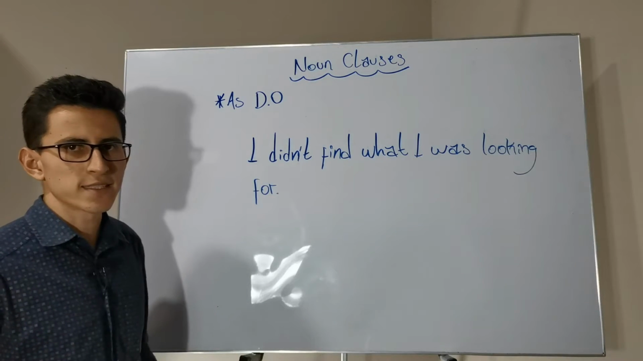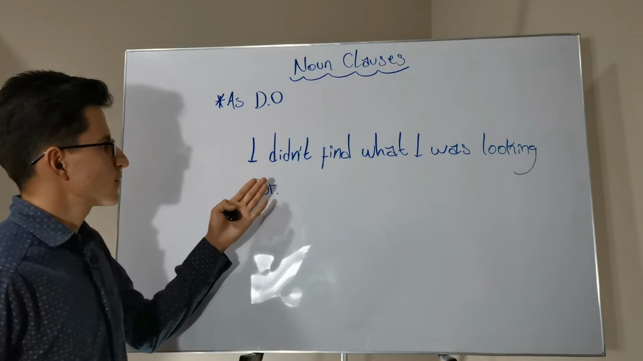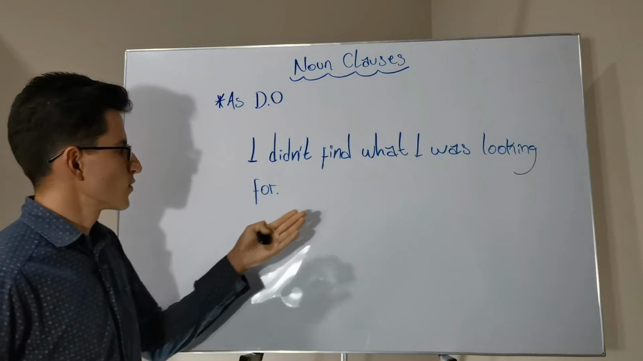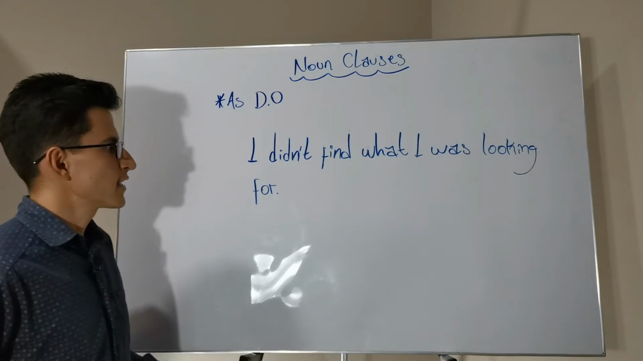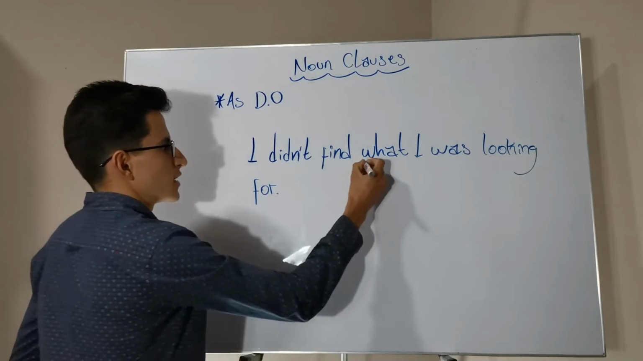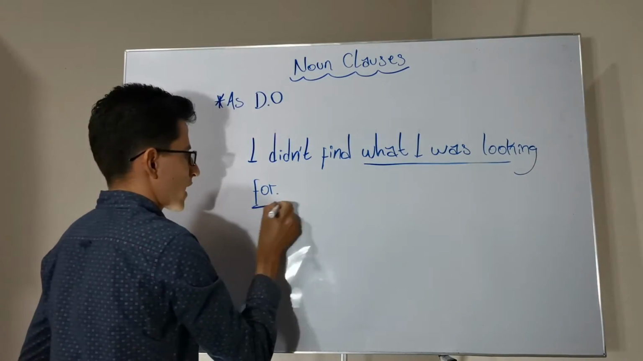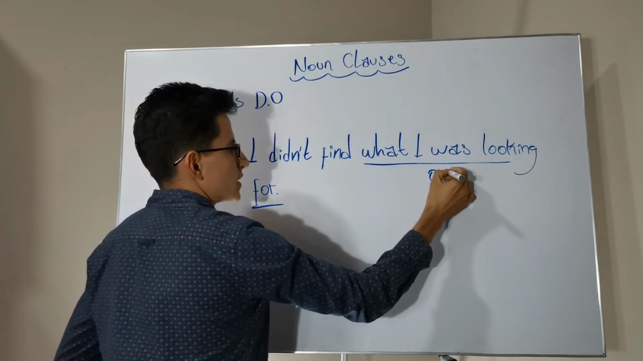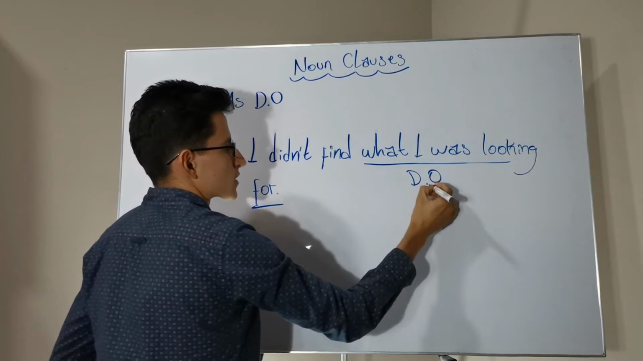Let's look at this example. I didn't find what I was looking for. I didn't find what. So this is the noun clause acting as the direct object.